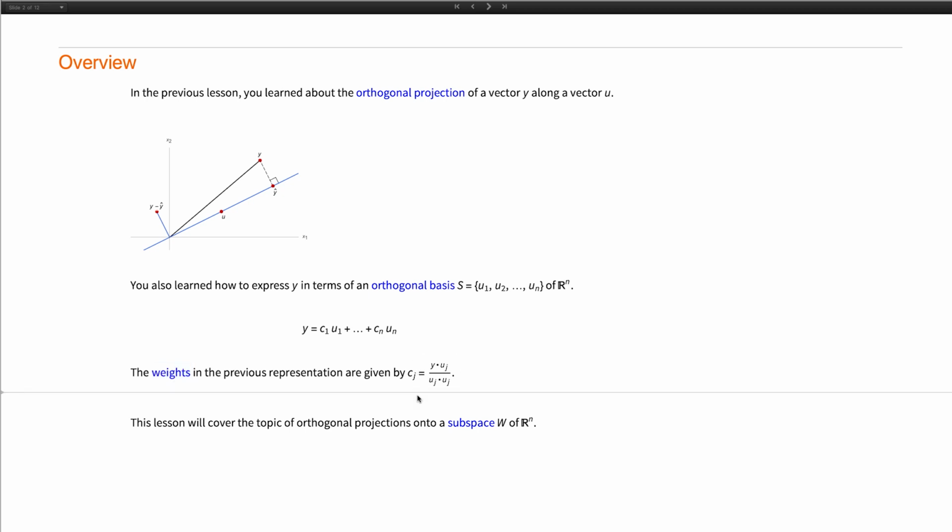So the question is, what happens if you don't have the whole of Rn? So over here you had n vectors in Rn. The question is, what happens if you have less than that? And that's the notion of a subspace. So in this lesson, we'll talk about orthogonal projections onto a subspace W of Rn, where this W is not the whole of the space.